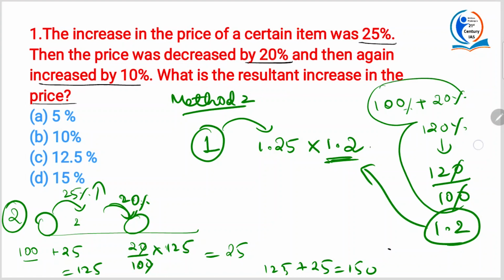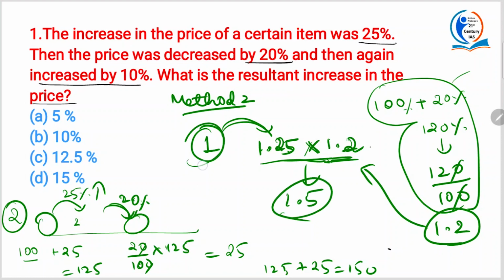This all should happen in your brain. So into 1.2. This is consecutive change. Initially it increased by 25% and then it increased by 20%, so the number will become 1.25 into 1.2. What is this 1.25 into 1.2? It is 1.5, which means initially the number was 1, now it is 1.5. So how much did it increase? It increased by 50%.